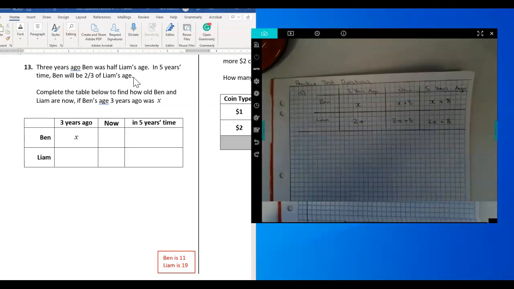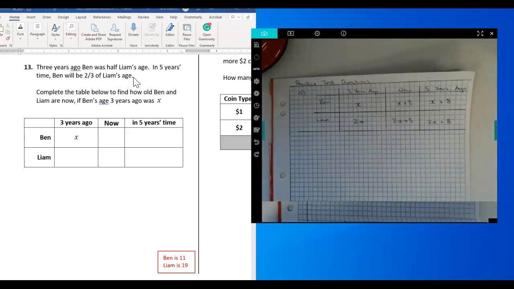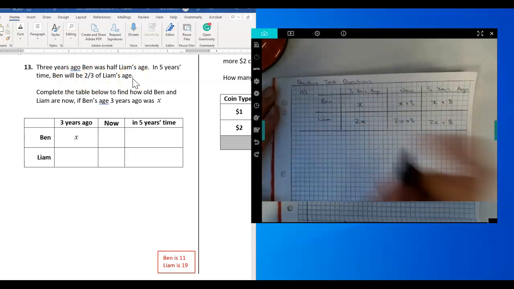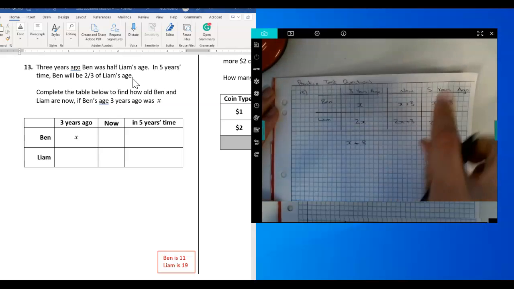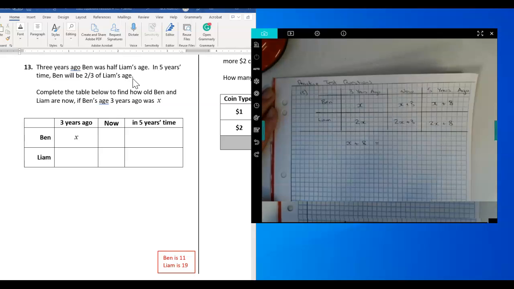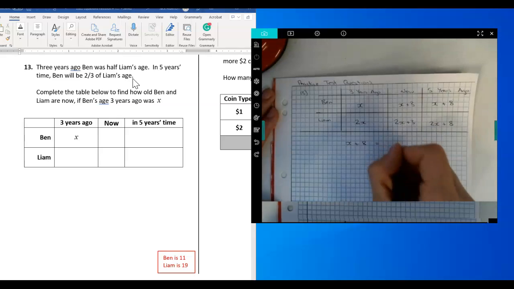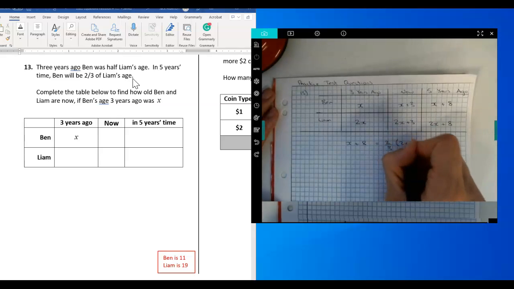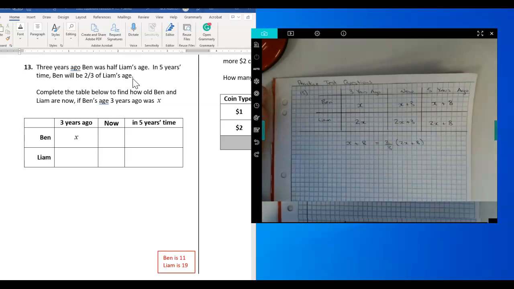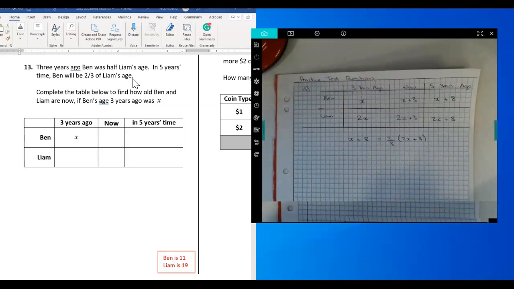So now let's use our other piece of information they've told us. In 5 years, Ben will be 2/3 of Liam's age. So we know that Ben, according to this table, will be x plus 8 in 5 years' time. But we also know that he's going to be 2/3 of Liam's age, which is 2x plus 8. Now it's just a matter of expanding our brackets and collecting like terms.